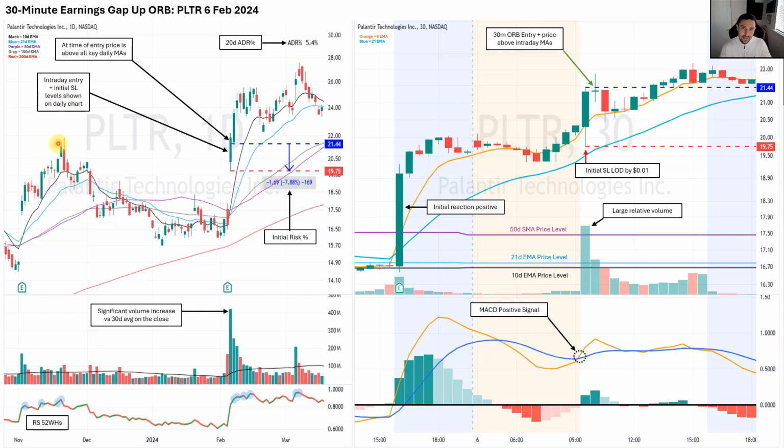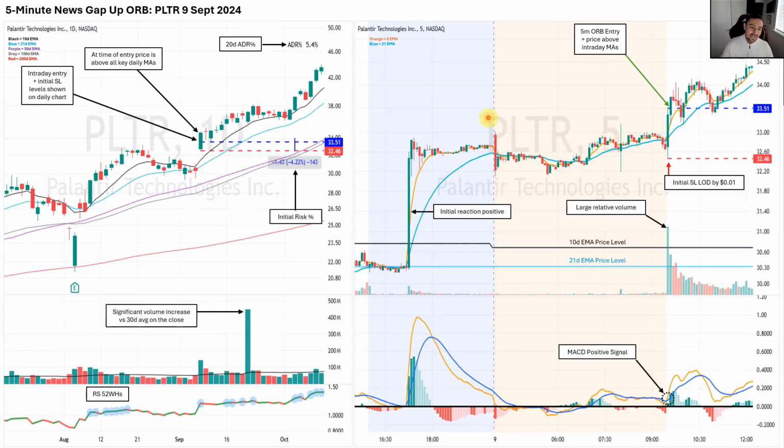So again, you've got to see how the action unfolds. Is it 5? Is it 15? Is it 30 minute? What time frame do I want to be using here? How is it playing out? What is it looking like? Again, tape read it, get a feel for it. Does it look like institutions are piling in? So this one here is going to be a news catalyst.